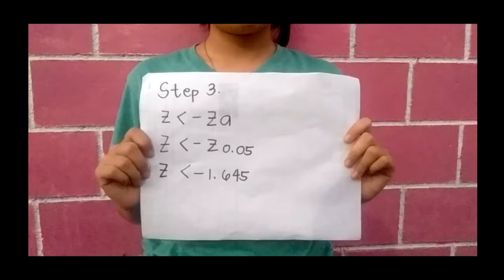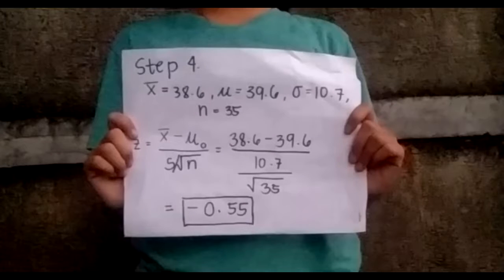Step 3. Determine the critical region of the test statistic. Since standard deviation is known and n is greater than 30, we'll be using z is less than negative z alpha. Alpha there is our level of significance, so we will substitute and it will become z is less than negative z 0.05. Therefore, our critical value is z is less than negative 1.645.